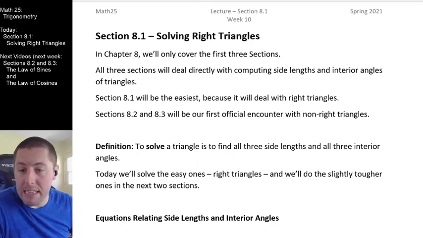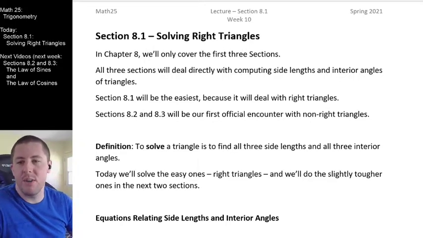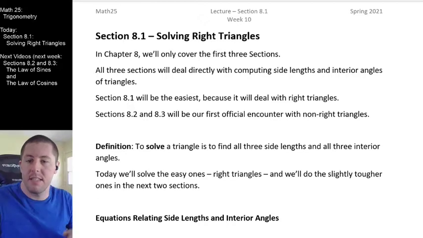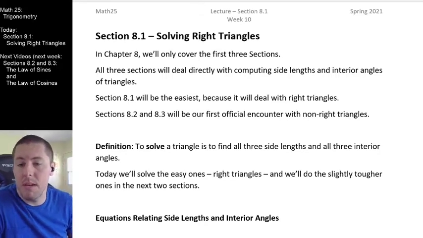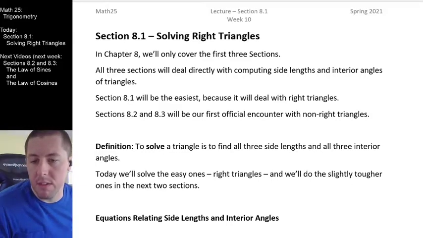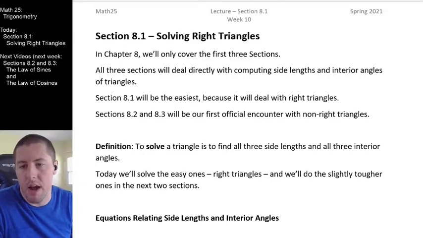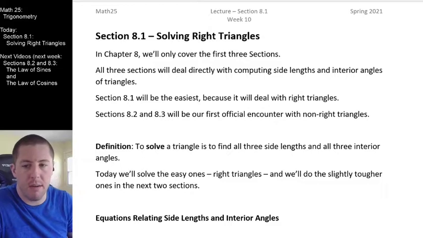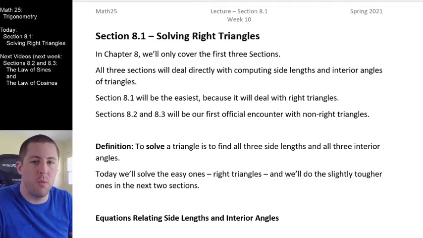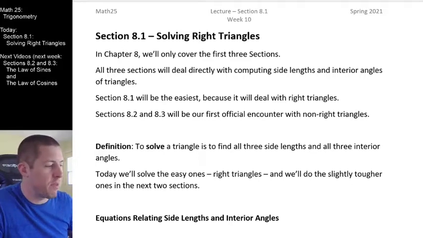So finally, next week in sections 8.2 and 8.3, we're going to talk about the law of sines and the law of cosines. These are going to be two formulas effectively that are going to give us ways to solve non-right triangles. So we're going to finally talk about triangles that don't include a right angle for the first time in this class next week, week 11, sections 8.2 and 8.3.